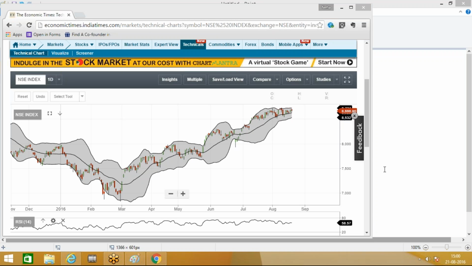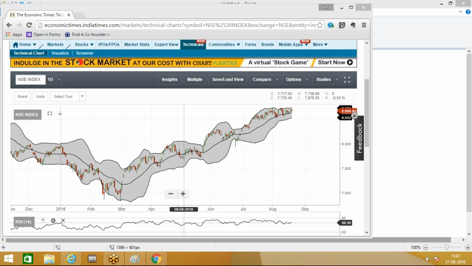Okay, so Rupashri is asking, what indicators do you suggest? See, as I said, the popular indicators that are currently used by traders in the market: number one, the first thing that they look at is the moving average. So whether the market is currently above the moving average, below the moving average, or what.